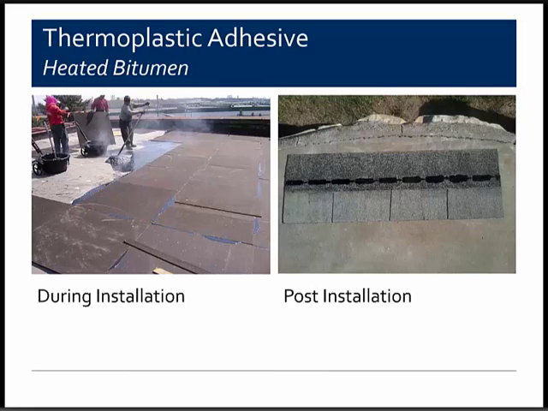And the one unique advantage of the heated bitumen is that it's a thermoplastic adhesive, in that the material, when it's heated, has less viscosity, and you're able to install it and get it to flow. And as it cools, it hardens, forming an adhesive. And on the picture on the left, we have the hot bitumen being used to set insulation boards. So that thermoplastic reaction takes place during installation.